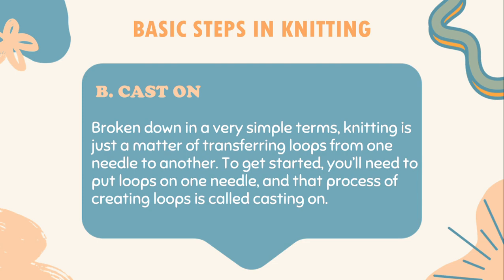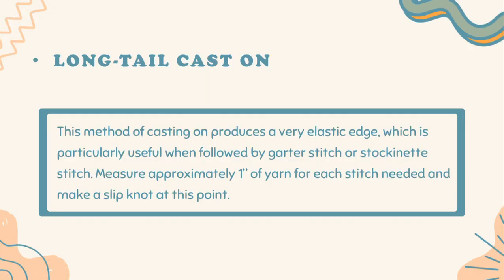So the first example or type of casting on is long tail cast on. This method of casting on produces a very elastic edge, which is particularly used when followed by garter stitch or stockinette stitch. Measure approximately 1 inch of yarn for each stitch needed and make a slip knot at this point.